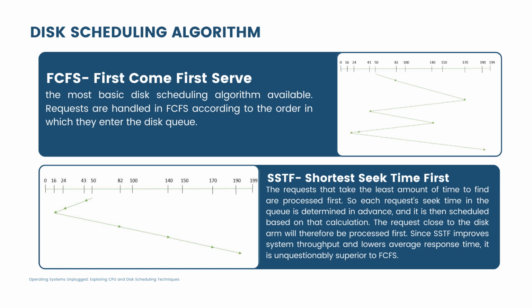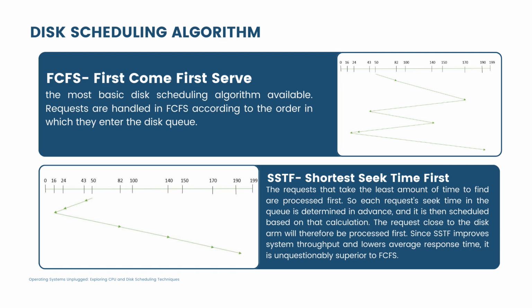Moving on to the disk scheduling algorithms. First is FCFS, also known as first come, first served. It is the most basic disk scheduling algorithm available. Requests are handled in FCFS according to the order in which they enter the disk queue. Meaning, the disk queue will determine the sequence in which the head will go through.